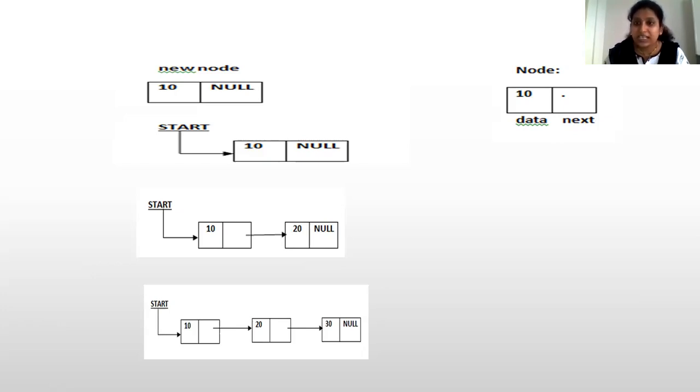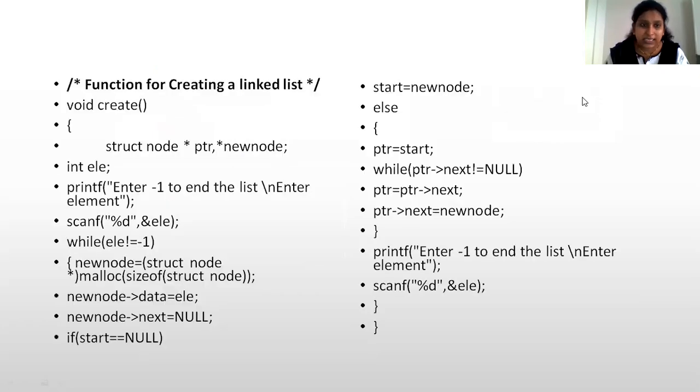So generally, initially it will be like this: the node which is having data field and the next field. So we will be inserting the data into your data field as well as the next field. So coming to the program, here we are seeing the function for creating a linked list. So this is about the function for creating a linked list.